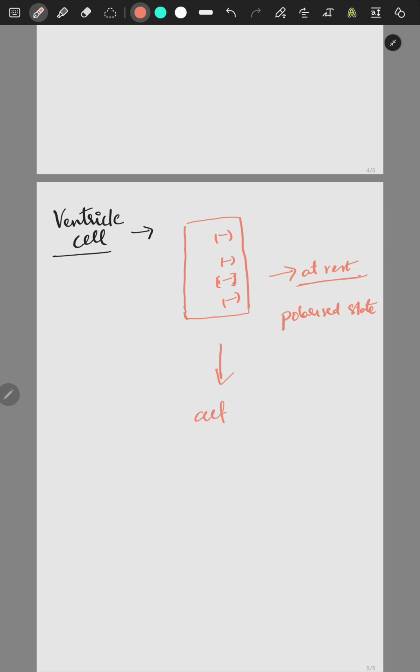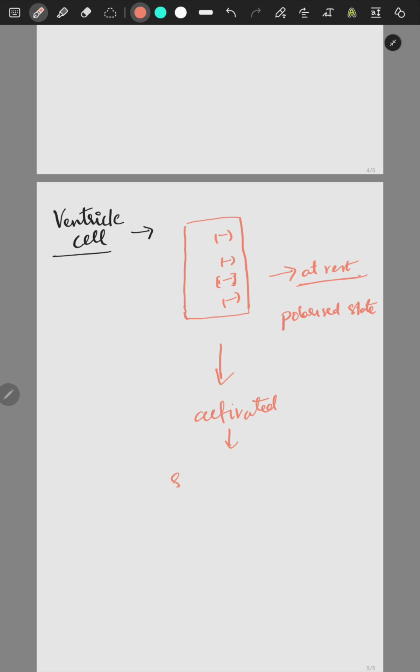Every ventricular muscle cell has an electrical charge across its membrane. Suppose this is a ventricular muscle cell. The ventricular muscle cell is negatively charged inside compared to the outside of the cell, and this is at rest. This phase is also called a polarized state.